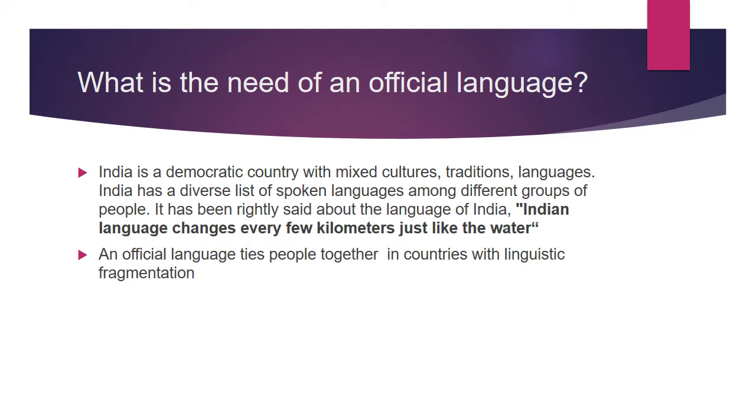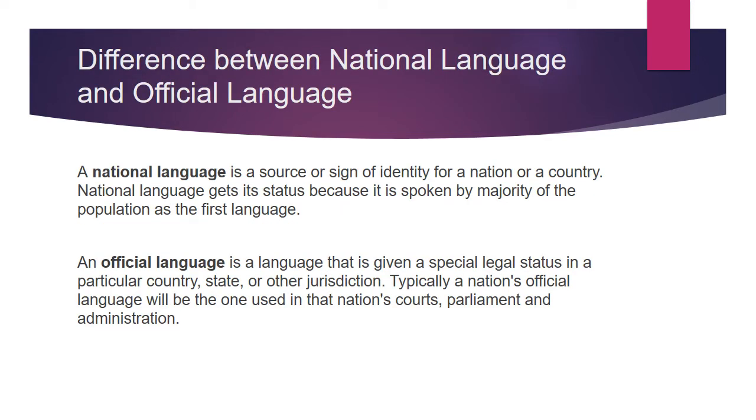An official language ties people together in countries with linguistic fragmentation. Apart from a few exceptions such as India and Australia, almost all countries have a national language. A national language may also be an official language in a country, like Bengali in Bangladesh. Although most countries have one official language, a country may have more than one official language for historical, political and linguistic reasons. Let us examine the difference between national language and official language.